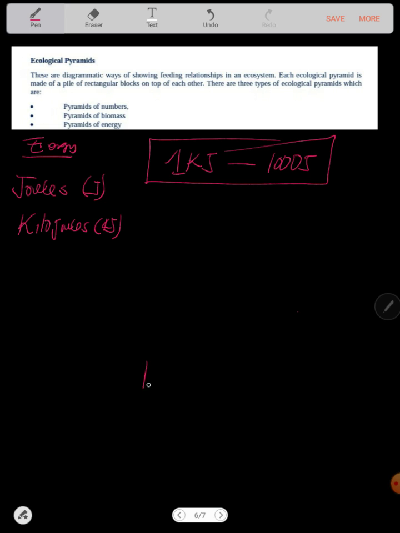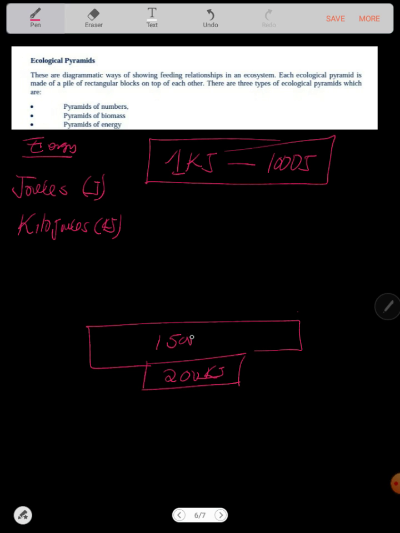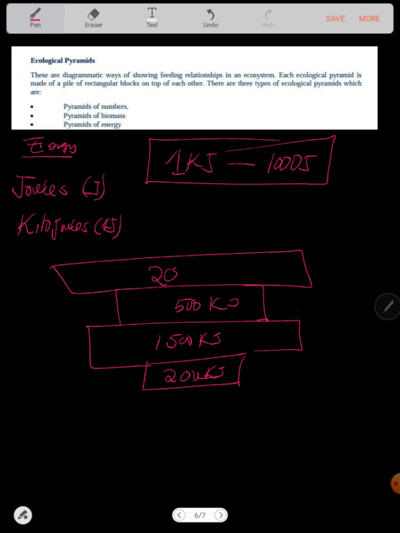Like that. So you can draw, for example, let's say this. We have 2,000 kilojoules of energy, 200 sorry. Then you can go on and write, for example, 1,500 kilojoules of energy. Then there you can just say 500 kilojoules of energy. Then you say 2,000 kilojoules of energy. It's just a pyramid of energy. And you have the producer here, the primary consumer, you have the secondary consumer, you have the tertiary consumer.